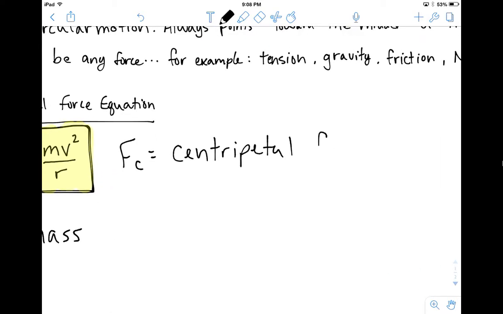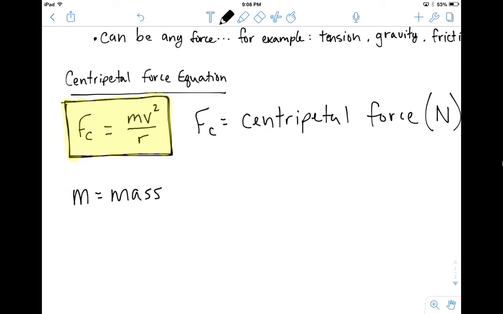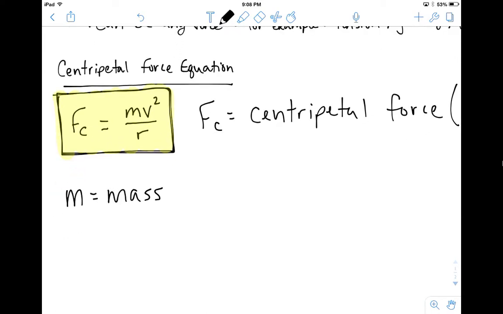Centripetal force, and it's always measured in newtons. All right, now, mass, M is mass, which is going to be measured in kilograms. Now, what I want to do is write a note here for what happens to the centripetal force when we change mass, okay?